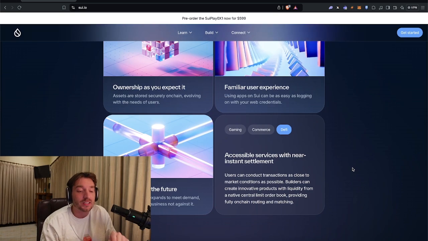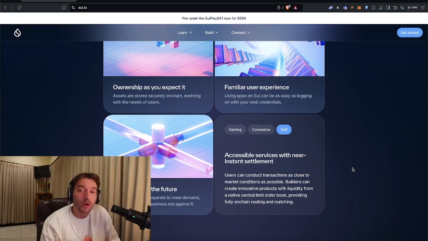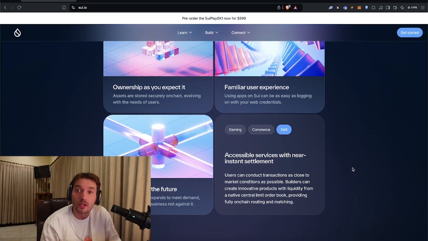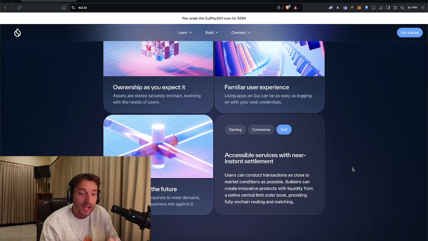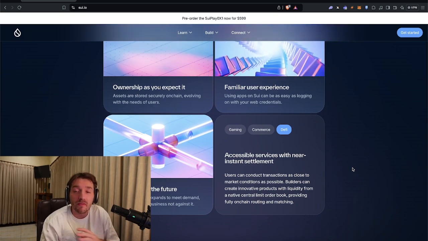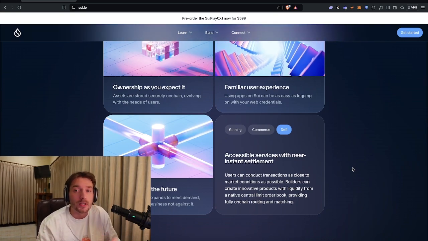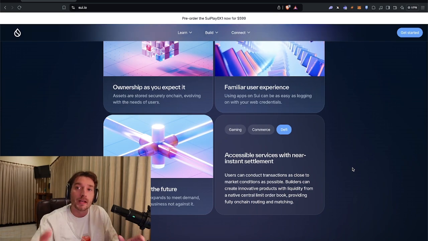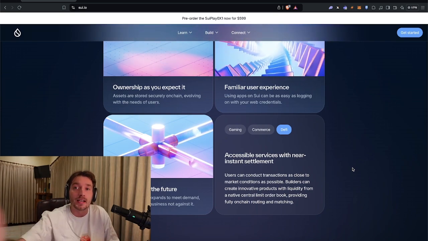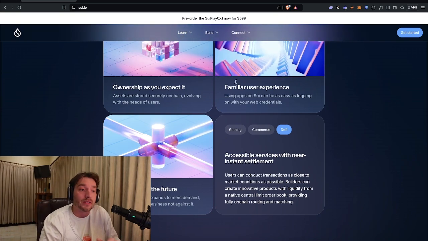So innovative products, liquidity, native central limit order book. So what that means is that SUI actually provides an order book for the native chain and fully on-chain routing and matching. So they're providing a lot of the tech infrastructure for builders. You don't need to go out and use a third party like many of these other chains. Inherently, SUI provides it in-house, streamlining the process for many of these same developers.